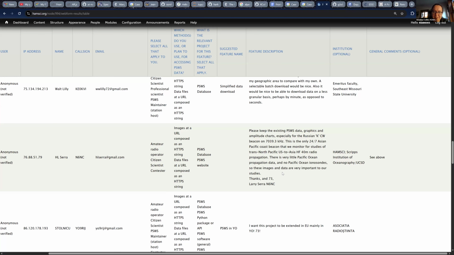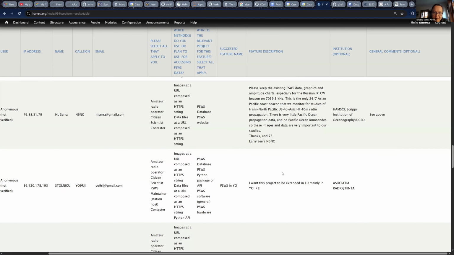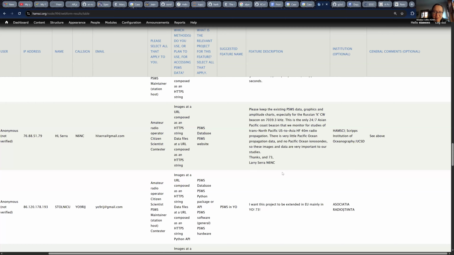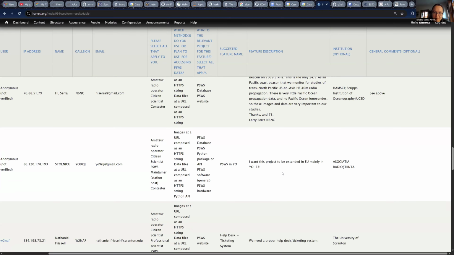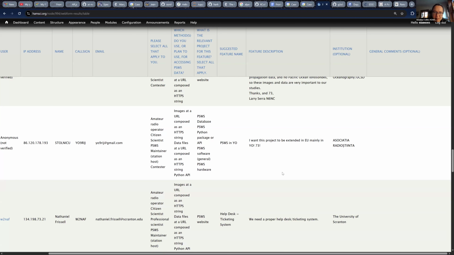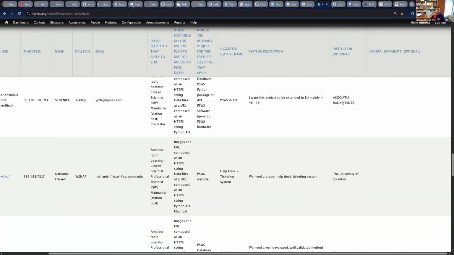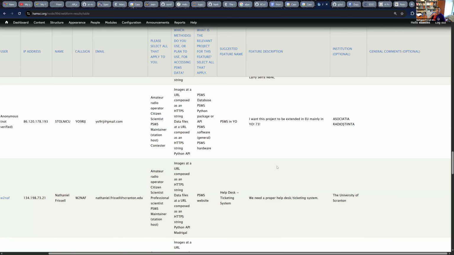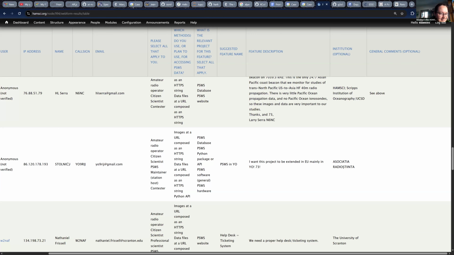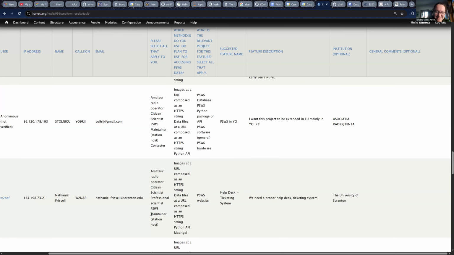Interesting. I had no idea that Larry was using those, so that's good to know. Page to be extended to EU. I don't know what they mean, but I will look into that. I mean, to include Europe. Oh, like the map? Yes, the map. YO is what country? YO9, Romania. All right, cool. We need Romania on there. Yeah, I guess we need to get Romania on there.